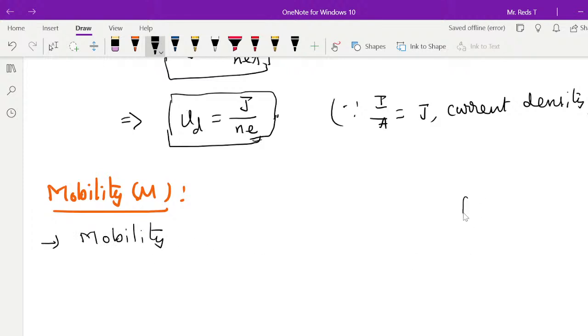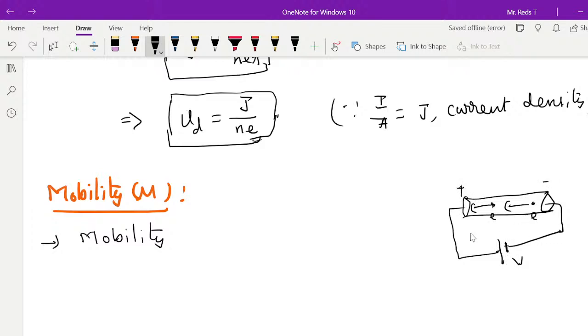If you have the same conductor and connect it to an external source of EMF, V volts, then electrons are drifting in this direction due to the force given by this external potential difference. Due to the external force, an external field is developed here. If you change the potential difference here, the field value will change. Of course, L is a constant here.